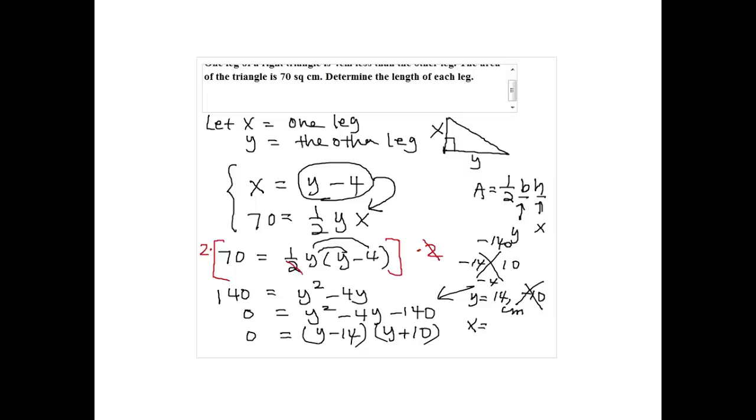So we find x by substituting 14 into the original equation. X equals 14 minus 4, which is 10 centimeters. So the answer is one leg is 10 centimeters and the other leg is 14 centimeters.